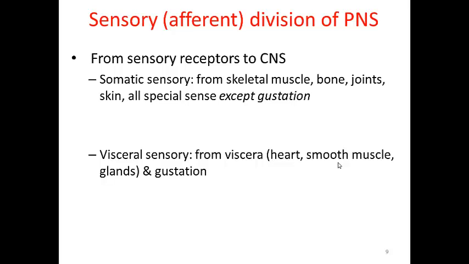The visceral sensory division is going to involve your guts. So if your guts are sending signals towards the brain or spinal cord, that's visceral sensory. So if your heart, your glands, the smooth muscle in your intestines, the smooth muscle in your arteries, if any of that is sending signals towards your brain or spinal cord, that is going to be happening via the visceral sensory division. Gustation is the only special sense that's included in the visceral sensory division.